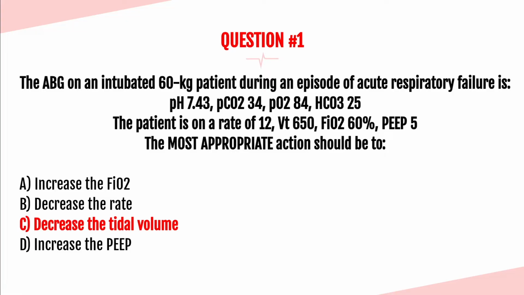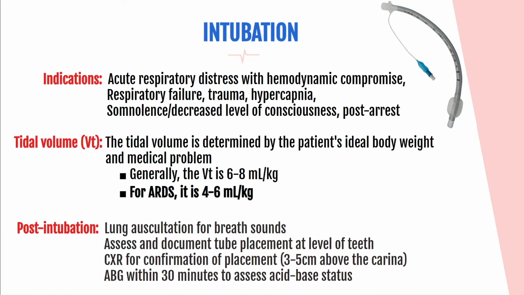So remember, if you have a patient's weight and vent settings, take a look, do some quick math, and figure out if the tidal volume is appropriate for that patient. Just like I mentioned in the last slide, generally tidal volume will be 6 to 8 milliliters per kilogram, and that is determined by the patient's ideal body weight and the medical problem. But remember, for a patient in ARDS, we want that lower tidal volume, so you're looking at closer to 4 to 6 milliliters per kilogram.